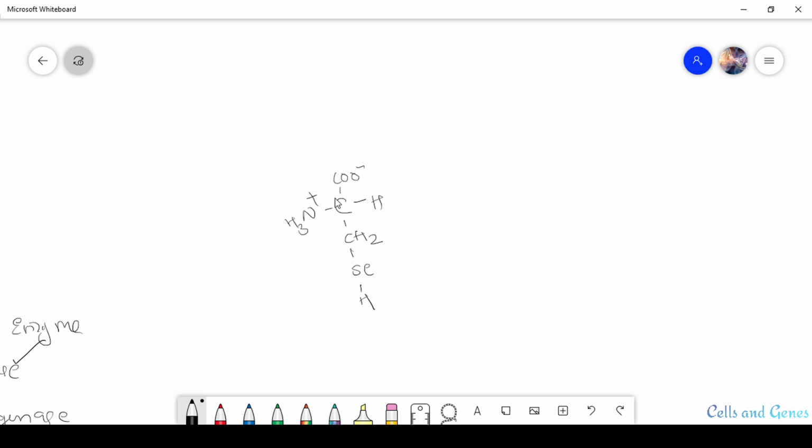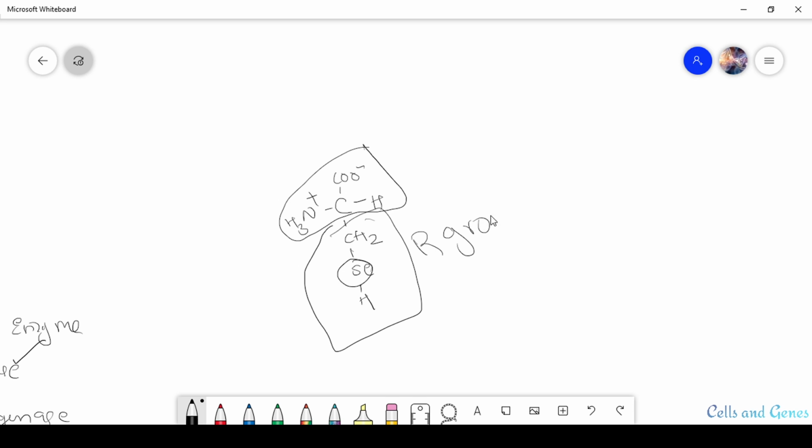So this is the structure of selenocysteine. We have the general structure: this is the alpha carbon attached to the carboxyl group and amino group, and this is the R group. We have selenium here. So this is the structure of selenocysteine.